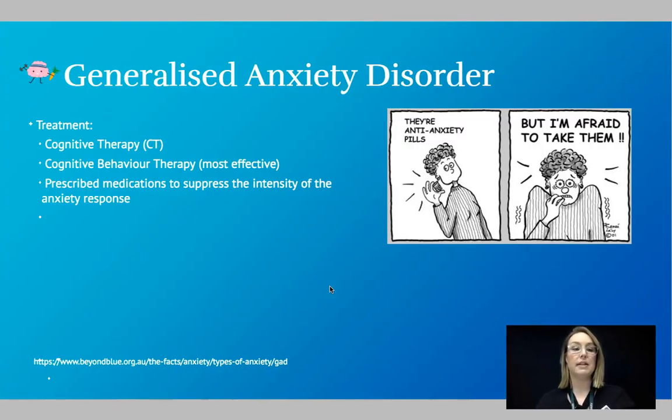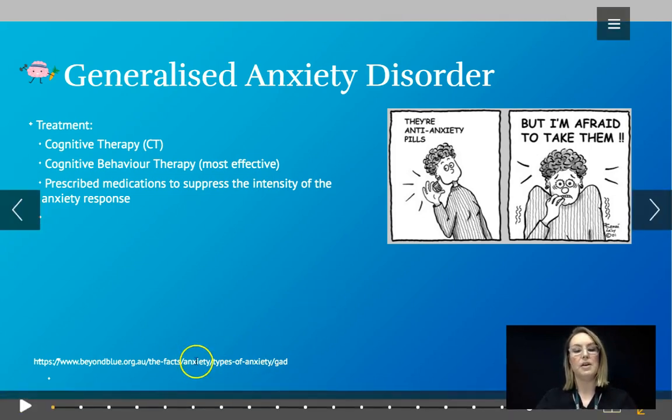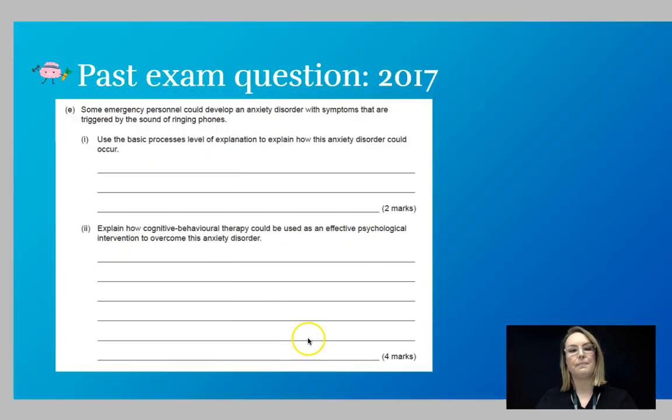So, treatment for generalized anxiety disorder could be cognitive therapy by itself, so just tackling those unhelpful thoughts, but more traditionally and most effectively is cognitive behavior therapy, which we've already mentioned. Okay, now again, prescribed medications, but remember that they're only really addressing the symptoms, so it's a bit of a band-aid effect for that one. Okay, and again, I have the resource down here for that one.